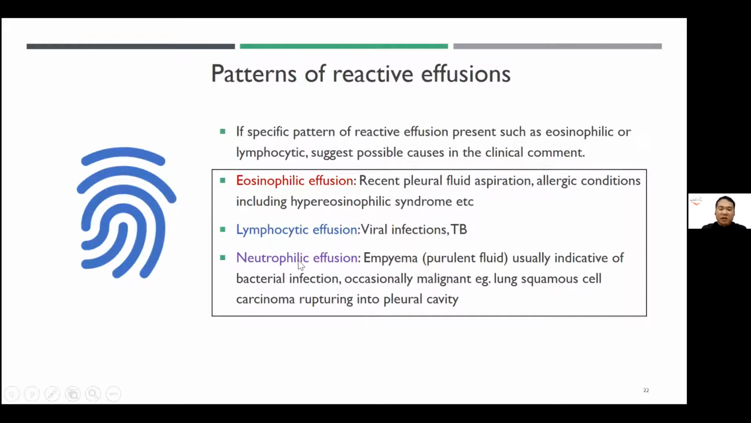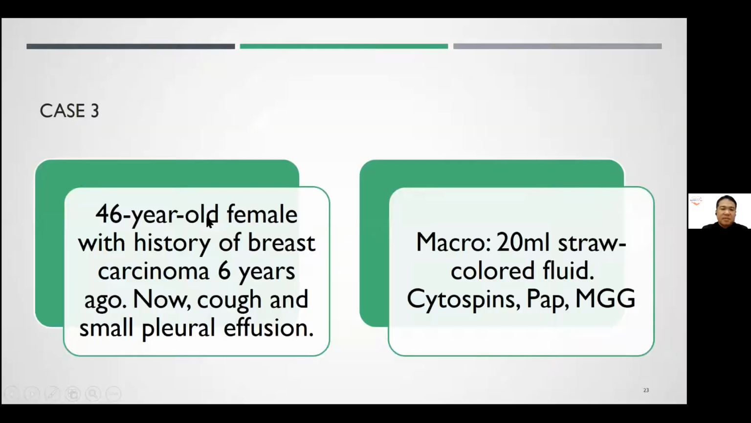And for neutrophilic effusion, you can consider empyema, especially active bacterial infection, and sometimes malignant lung squamous cell carcinoma, because they have remarkable tumor necrosis that can rupture into the pleural cavity and create neutrophilic effusions. So the pattern diagnosis is also important, especially in negative for malignancy. You can give precise clinical recommendations. Now we go to case 3.